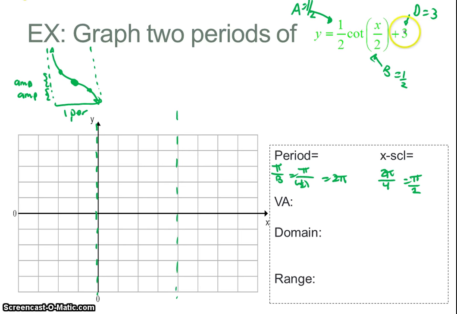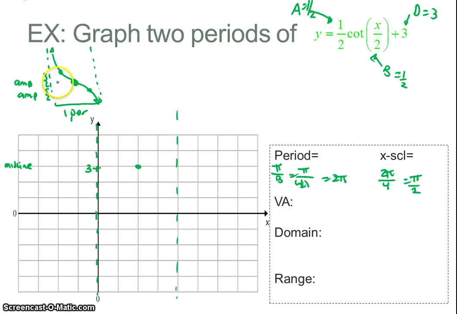I have a vertical shift up 3. 1, 2, 3. So at 3 is kind of where my midline is. Okay, so I know my midline is here. And if you want to draw in your midline, you may. Sometimes that's helpful. So between my asymptotes halfway is going to be my middle point.